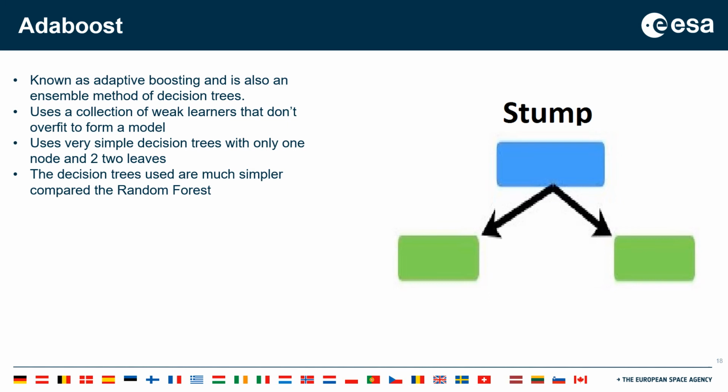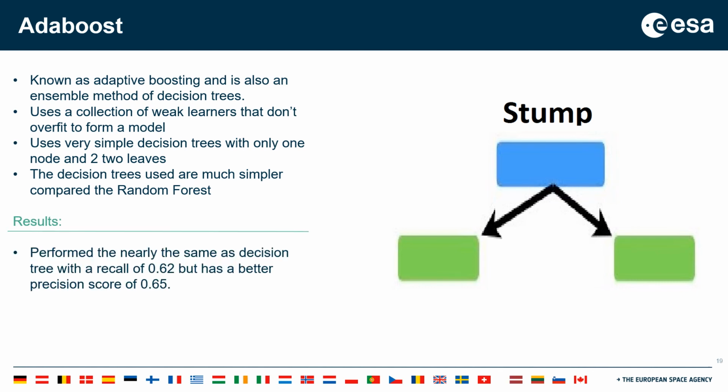We use what we call decision trees with only one node and two leaves, where the leaves are the results, so either an event or a non-event, and these we call stumps. The decision trees used are much simpler compared to the random forest in this case. Here it performed nearly the same as the decision tree with a recall of 0.62, but it has a better precision score of 0.65.